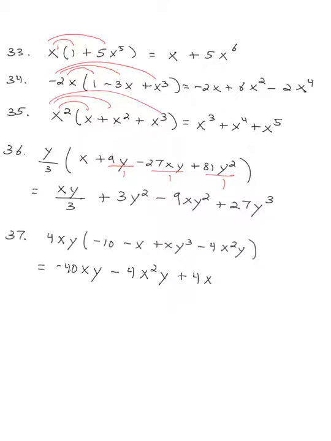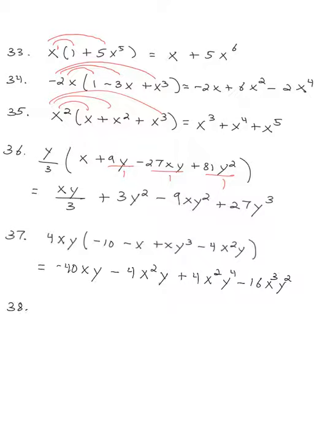I then get plus 4. I have an x and an x, so I get an x squared. I get a y and a y cubed, that's a y to the 4th. And for the last one, it's going to be negative 4 times 4 is 16, x times x squared is x cubed, and y times y is y squared. There are no like terms, so that's the final answer.